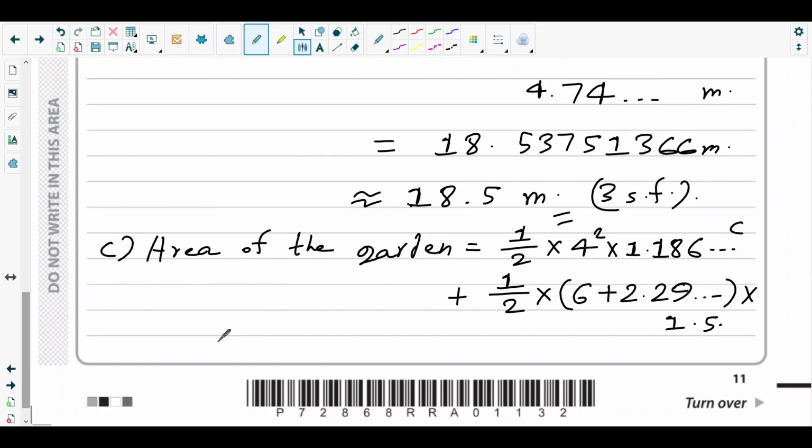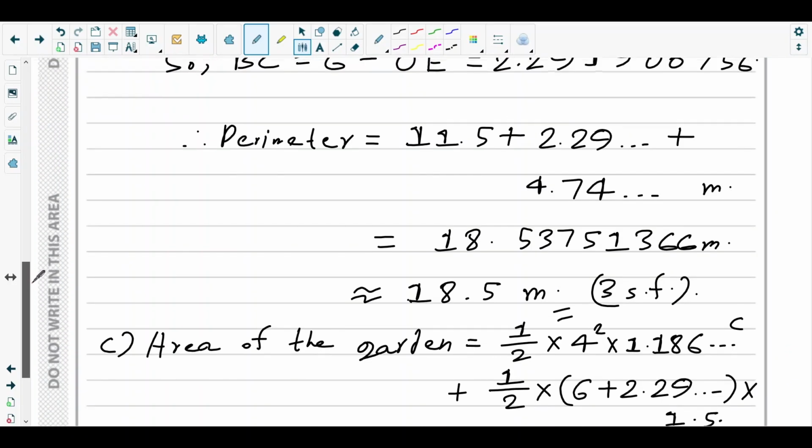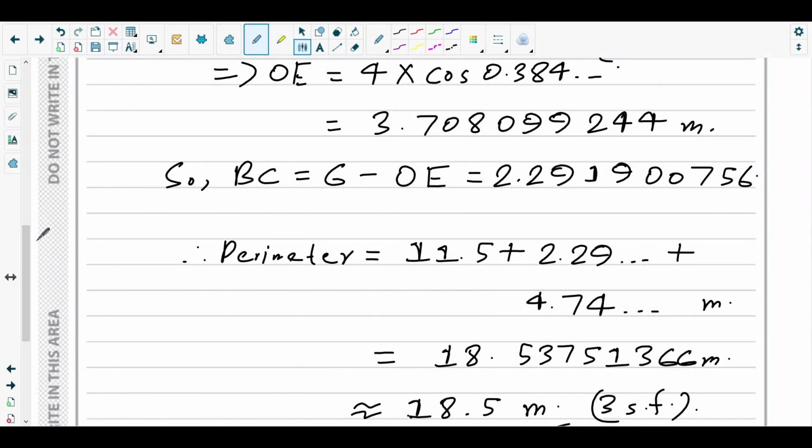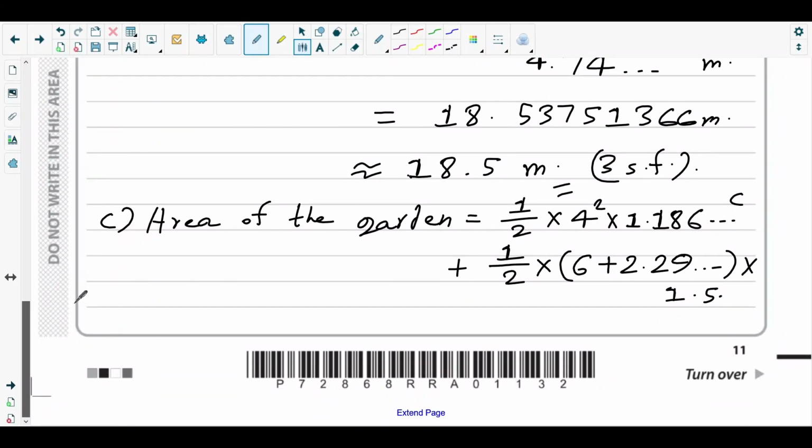So now let's calculate the value. At first calculate the area of the trapezium. One parallel side is 2.291900756 plus 6, its total is 8.291 something, times half times 1.5. So this gives 6.2189255667.